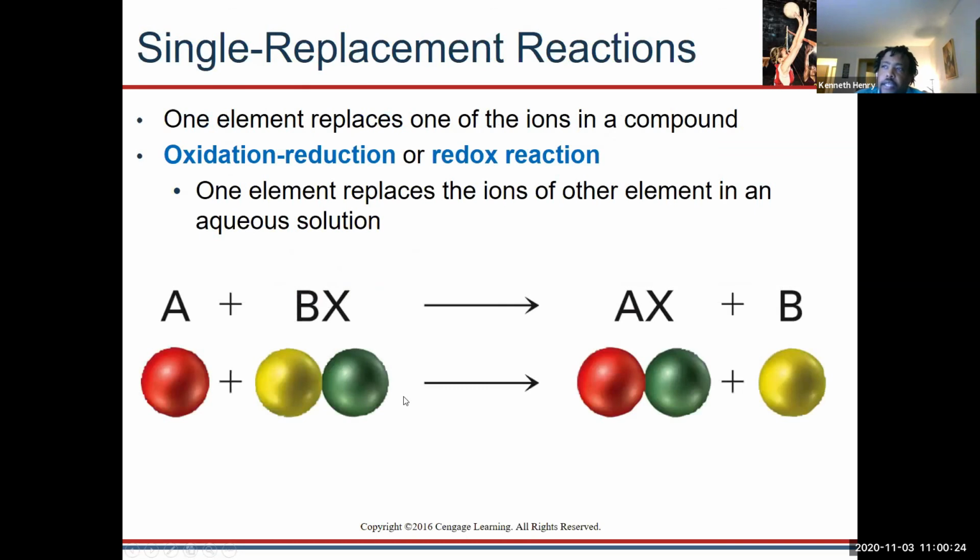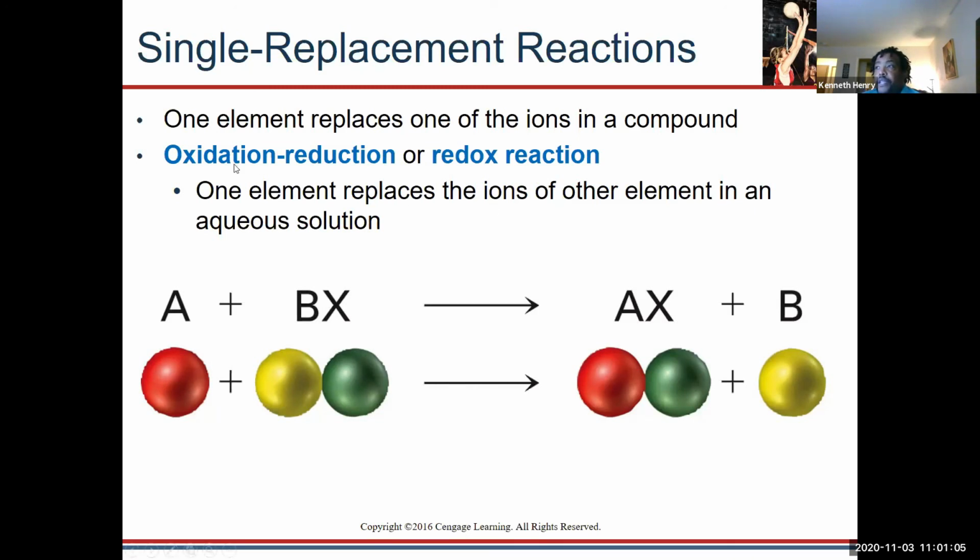So a single replacement reaction. A single replacement reaction is when you replace one component for another component in a reaction. Often these are metals or non-metals being replaced by metals or other non-metals. So a metal replacing a metal or a non-metal replacing a non-metal. Okay. So here you have A plus BX, and then now we have AX plus B. So that's a single replacement reaction or single displacement reaction.